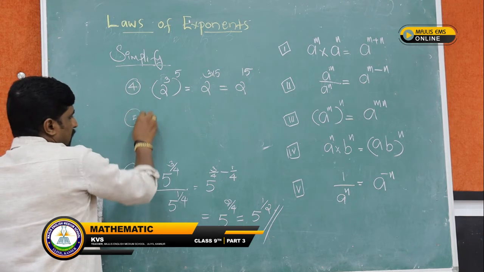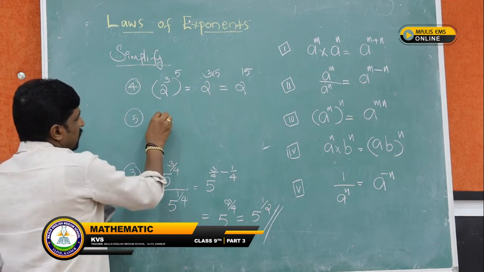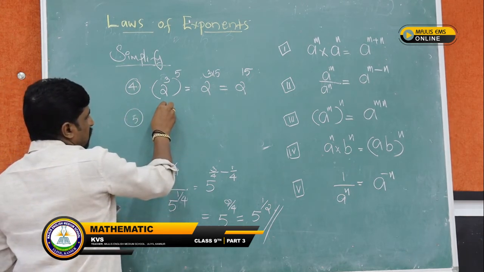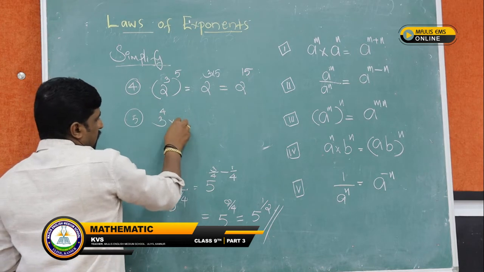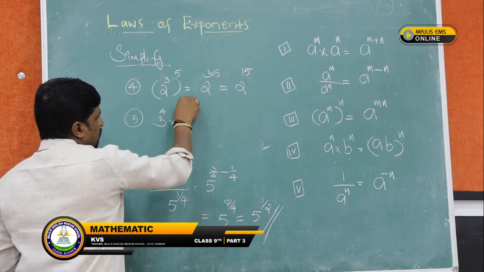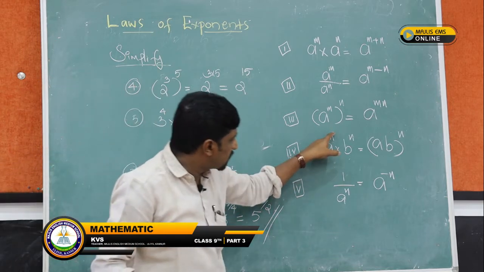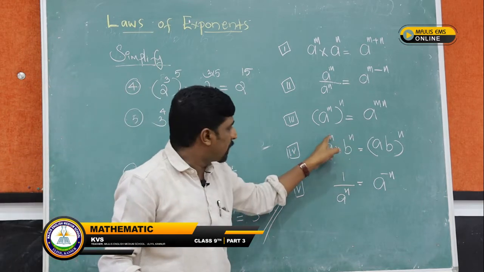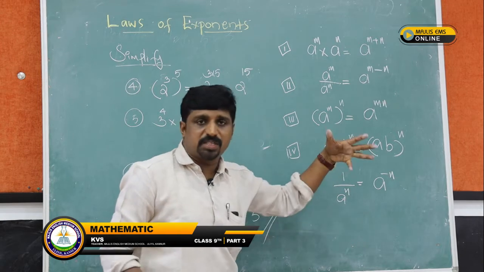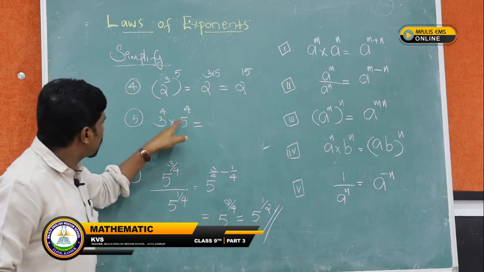Then the fifth one: 3 raised to 4 into 5 raised to 4. Which form is this? This is in the fourth form, a raised to n into b raised to n. The power is the same, only the number changes. Okay, 3 raised to 4 into 5 raised to 4.